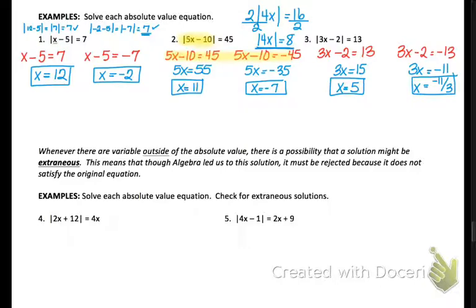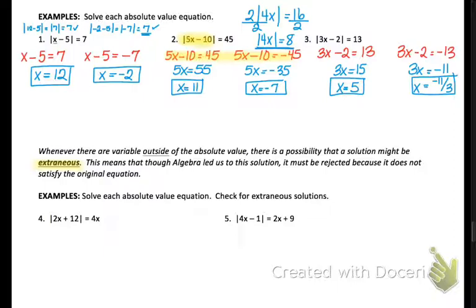Okay? The last thing that I want to point out, and we're only going to do one of these, but every so often it is possible that even though you have done all the math right, you get a solution that is not viable. This happens quite frequently when we have a variable that is outside of the absolute value. This is the first of many times that we're going to see something that might yield an extraneous solution.